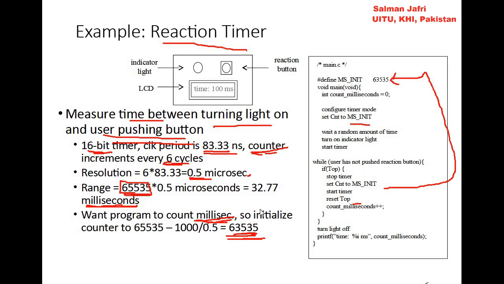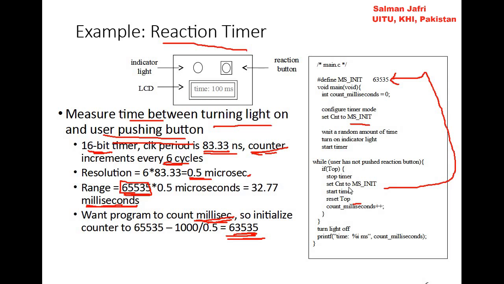What does it mean? We load this counter with this value, and when the counter overflows at 65,535, it means 1 millisecond has passed. We have defined this value in a constant variable, and then we can have the count variable over here. We wait a random amount of time, we turn on the indicator light, we start the timer. While the user has not pressed the reaction button, if the counter has overflowed, we stop the timer and again initialize this ms count to this value so that the next millisecond count cycle can begin.